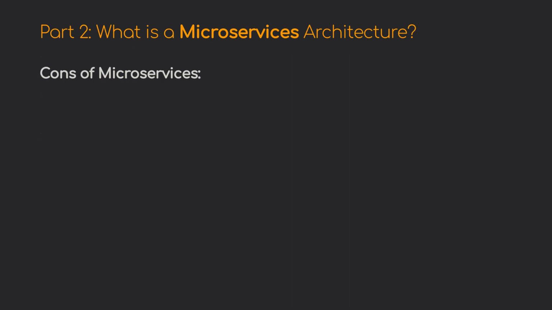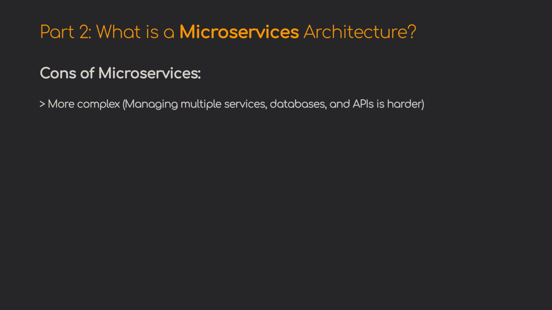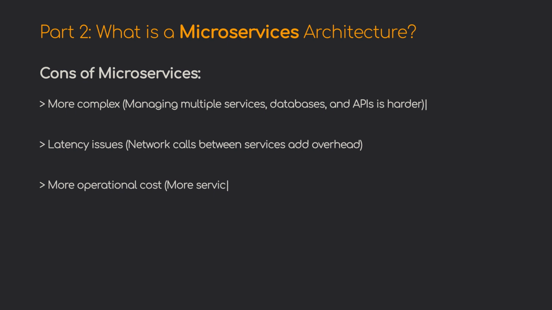Cons of microservices. More complex. Managing multiple services, databases, and APIs is harder. Latency issues. Network calls between services add overhead. More operational cost. More services mean more servers, monitoring, and security concerns. Example. Netflix, Uber, and Amazon use microservices to handle millions of users simultaneously while scaling individual parts of their system.